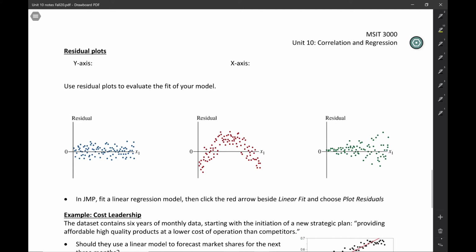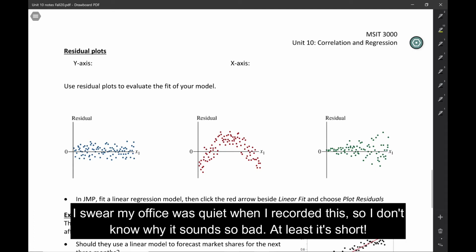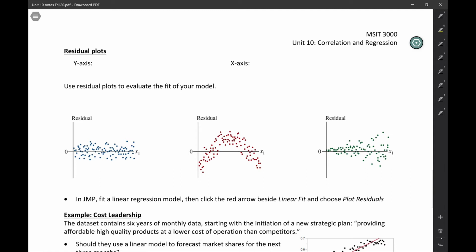So we've been interpreting the output for a linear regression model. How do we know if that linear model is a good fit? One way is to use a residual plot. There's a couple different kinds of these, and we'll see more in Unit 11. But for now, we're going to focus on a specific type of plot where on the y-axis you put your residuals. In other words, the y-axis is showing the difference between your actual value and your predicted value, or the distance between the point and the line.